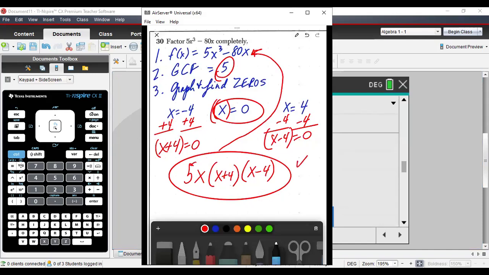There you go. They have one of these types of questions almost every exam. The last 4 or 5 years, they've been putting a factor completely problem on there. All you have to do is make them into functions. If it has any coefficients, find the GCF, and then graph and find the zeros, set the equations equal to 0, and those will be your factors.